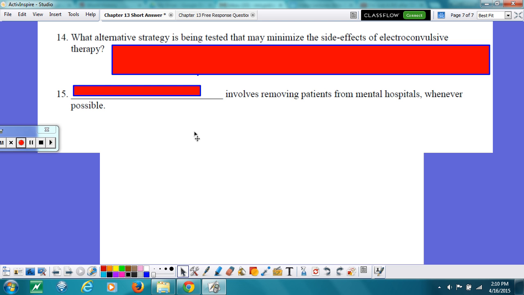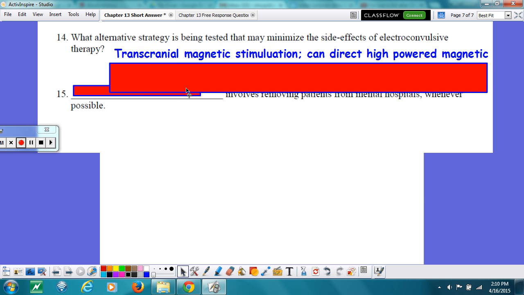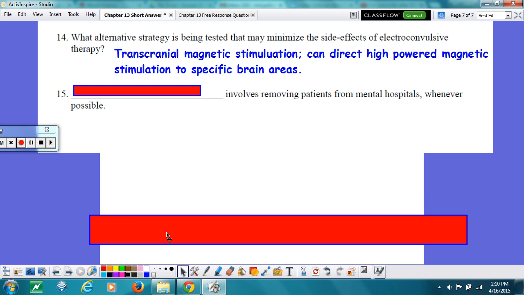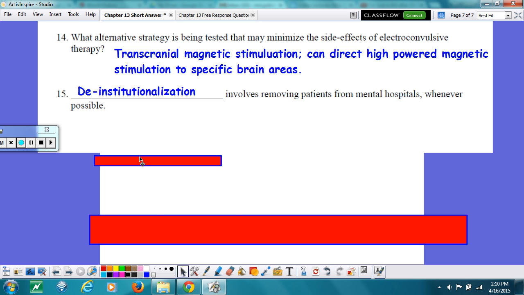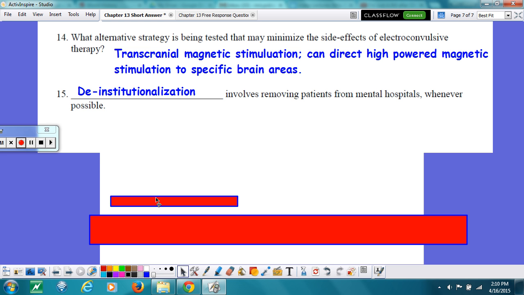All right, final stretch. Number 14, what alternative strategy is being tested that may minimize the side effects of electroconvulsive therapy? And some of this is the transcranial magnetic stimulation. It can direct high-power magnetic stimulation to specific areas of the brain. It's less invasive, obviously, and has had some pretty decent results. Number 15, deinstitutionalization involves removing a patient from mental hospitals whenever it is possible.